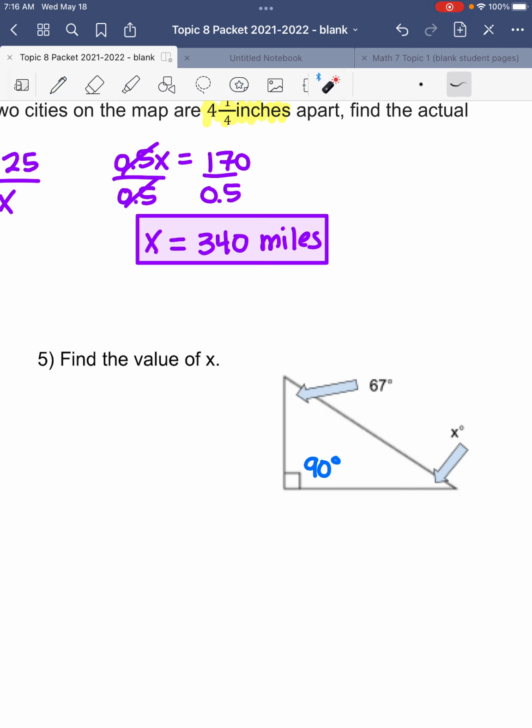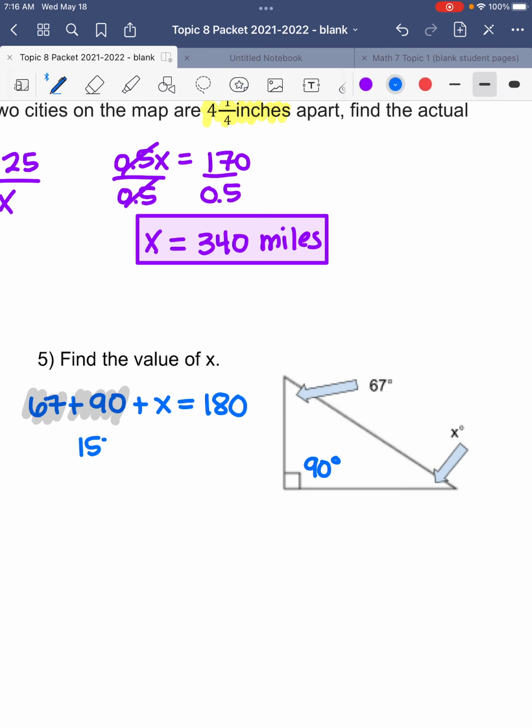So now all of a sudden, I have 2 known angle measurements and just one unknown. And I'm trying to find the unknown. So remember, all 3 angles have to add up to equal 180 degrees. So I'm just going to write an equation. So we have 67 plus 90 plus x equals 180 degrees. Now I'm just going to combine some like terms. And my like terms here are 67 and 90. When I put that in my calculator, I get 157. So 157 plus x equals 180.